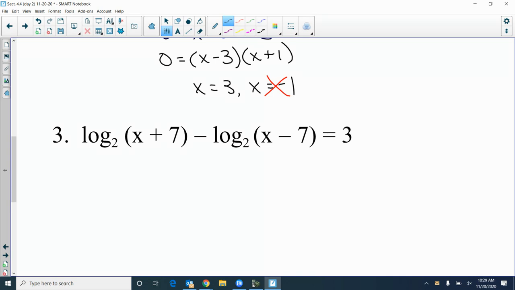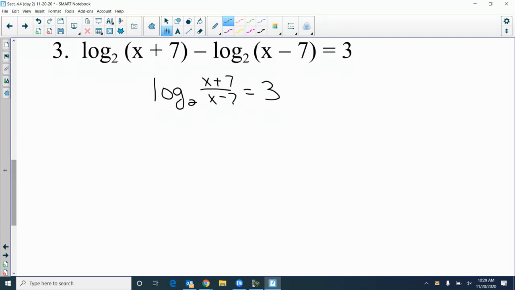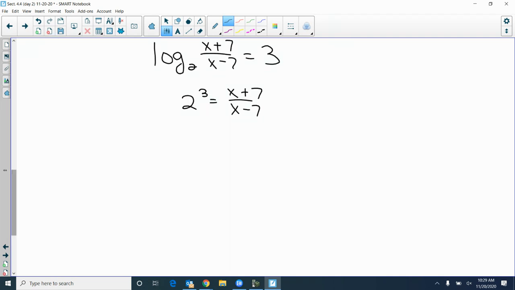All right, so this becomes log base 2 of x plus 7 over x minus 7 equals 3. Okay, you have it as a single log. We convert to exponential form. 2 to the third power equals x plus 7 over x minus 7. Now, this does not end up being the same type of problem as the other one. The other one ended up being a quadratic. This one doesn't. So you got to be careful you don't assume that they're all going to end up the same. 2 cubed is 8. X plus 7 over x minus 7.